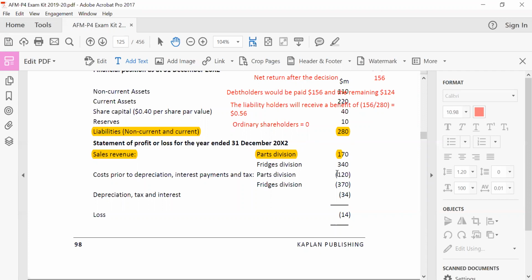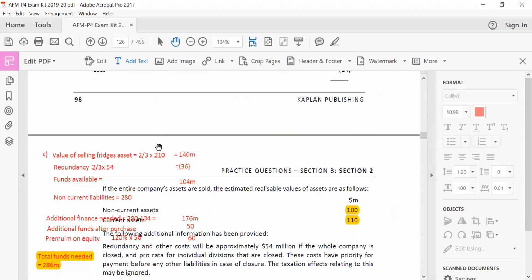And the parts will determine the current value of the company now. Doric is now made up of only parts, so estimate the value of the new company. Fridges is no more, so do not factor in the sales value of fridges, because the fridge division is dead and gone. The value of the new company is now parts.